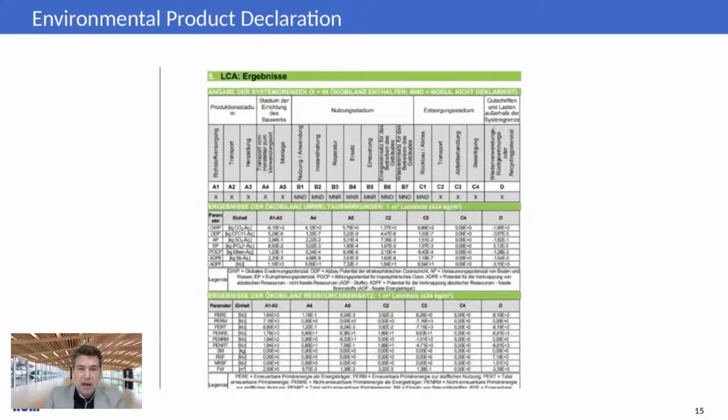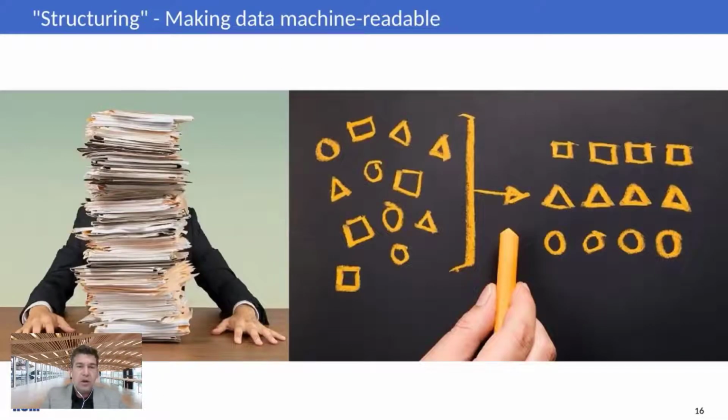So this is a PDF now, and it's not machine readable. And even if a company would make it digital, a database, it's still not exchangeable because all these life cycle stages have no GUID, and also the impact indicators have no GUID, so it is not machine readable.